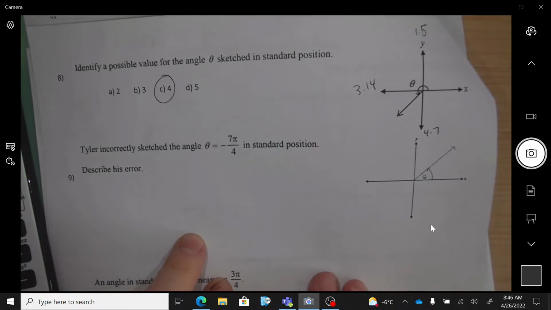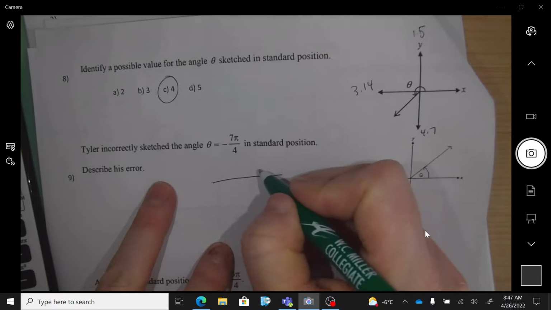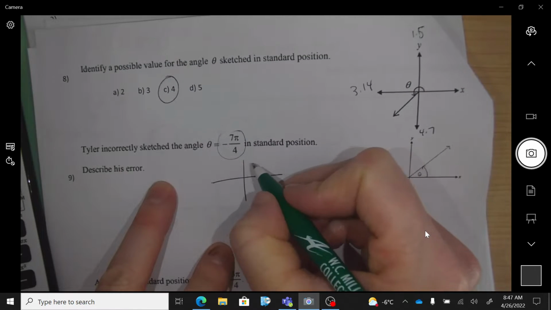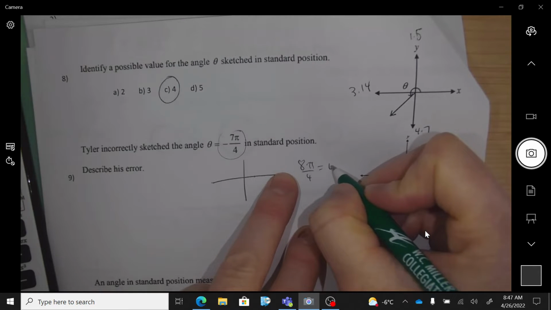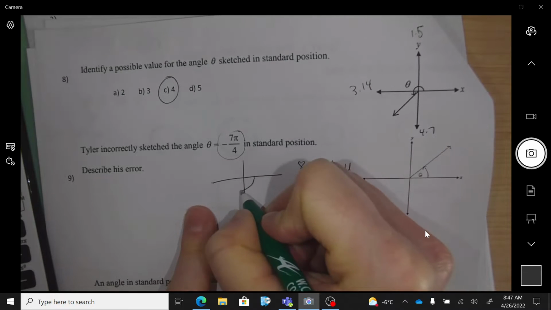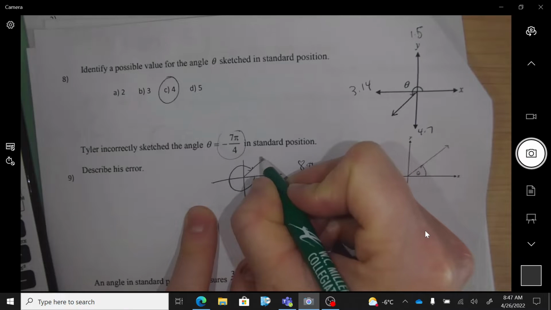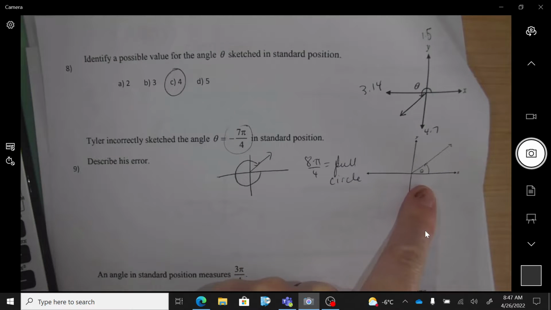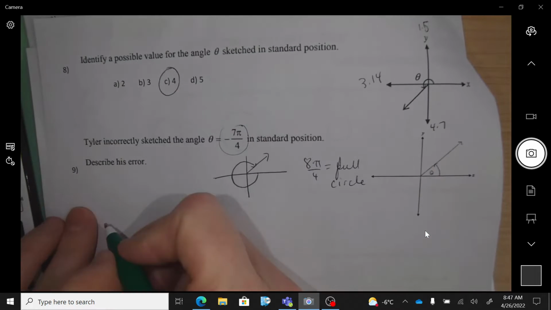Tyler incorrectly sketched this, so describing his error. So this means that we need to go backwards. So remembering that 8 pi over 4 would equal a full circle. So we're going to not quite get to a full circle. So Tyler drew it in the correct position, but his directional rotation was wrong.